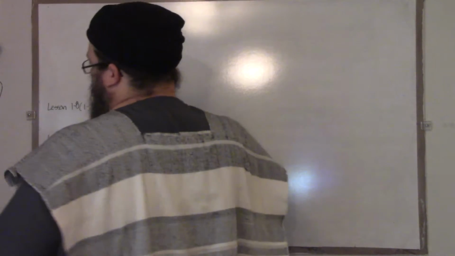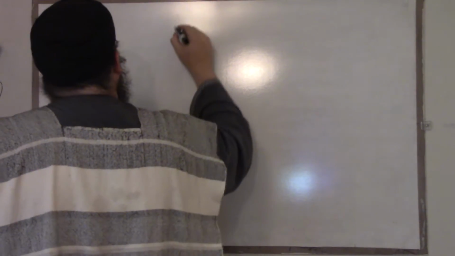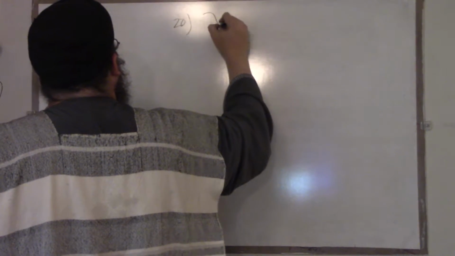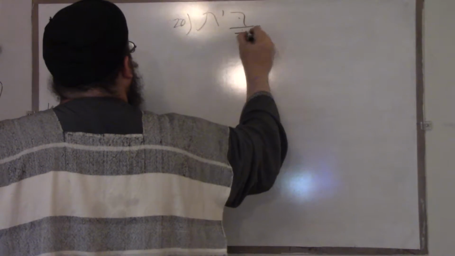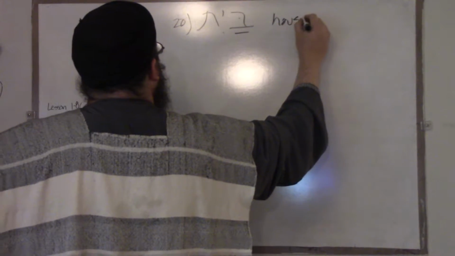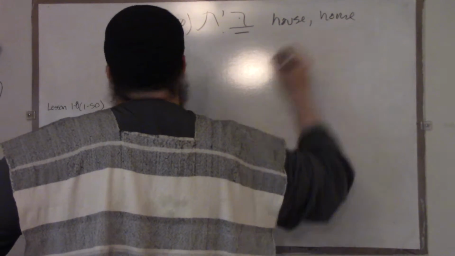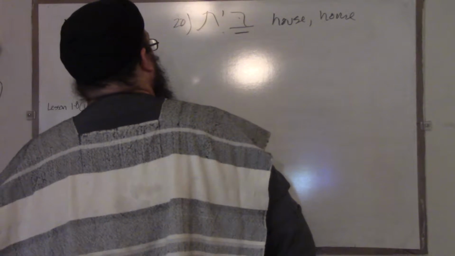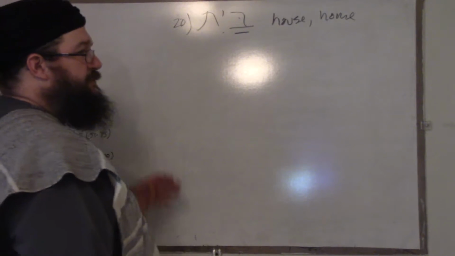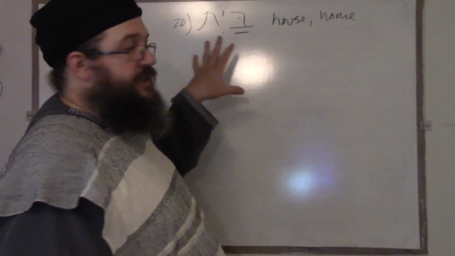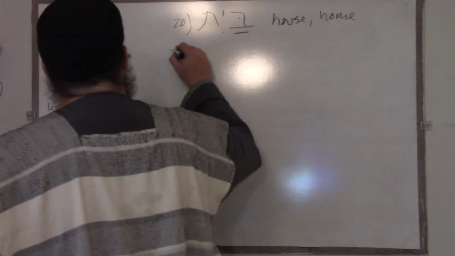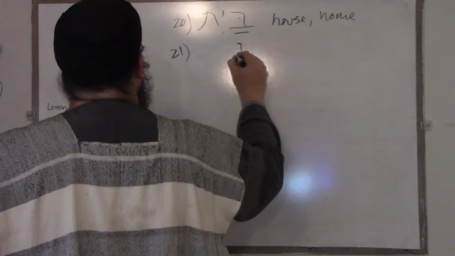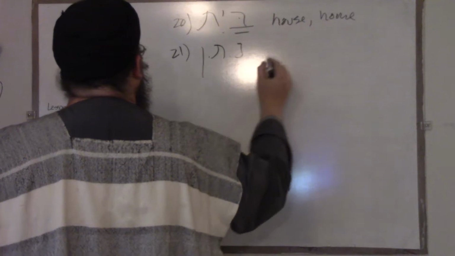We're almost halfway done. So in number 20 we have the word bait, which is for house, home. Specifically it's a structure, if you want to understand that, okay, bait. Okay? 21 is now the root nun, tav, nun, which means to give.